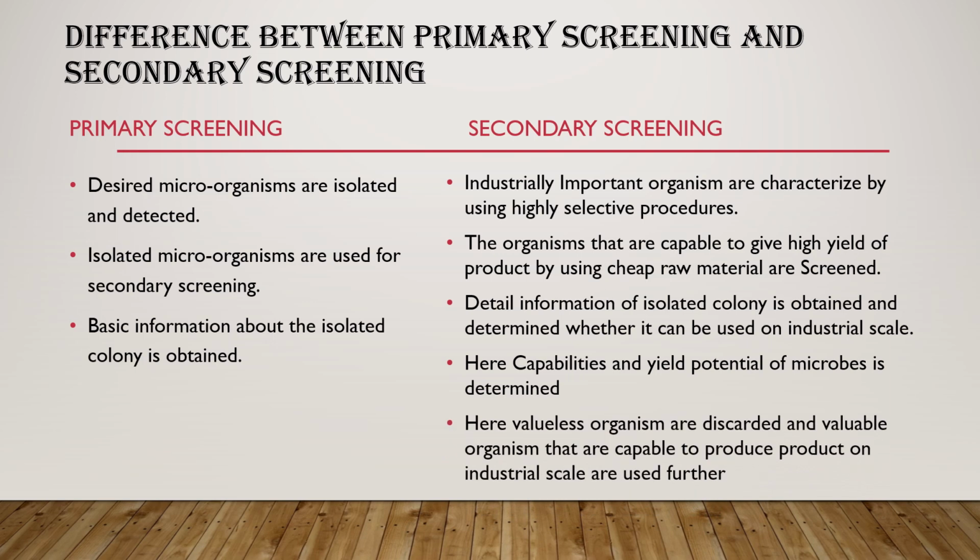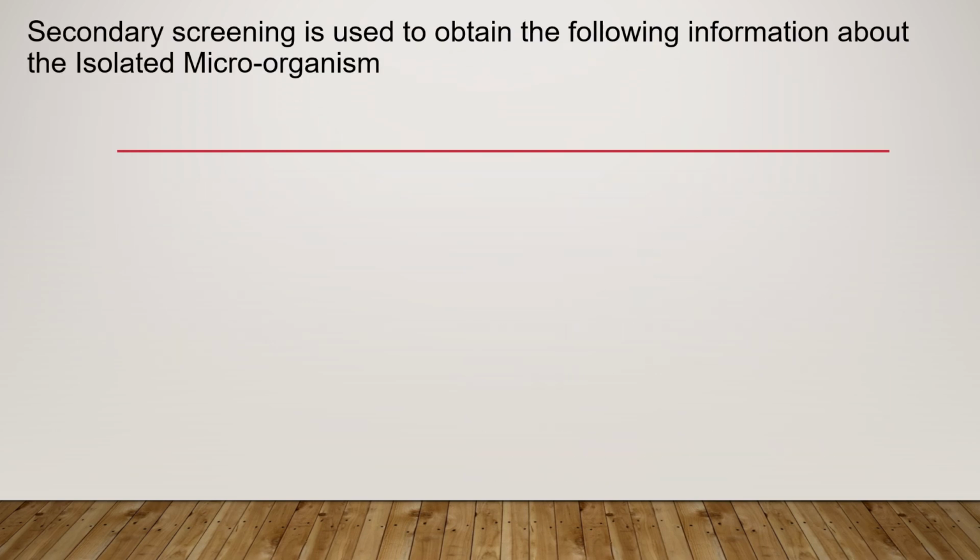Here valueless organisms are discarded, and valuable organisms that are capable of producing product on industrial scale are used further. So here in screening, the valueless organisms are removed. They are discarded. Only the organisms that are valuable and can produce the product on industrial scale, that is, they can give high yield of that product from cheap raw material, are selected and used further. Now let's see secondary screening in detail.